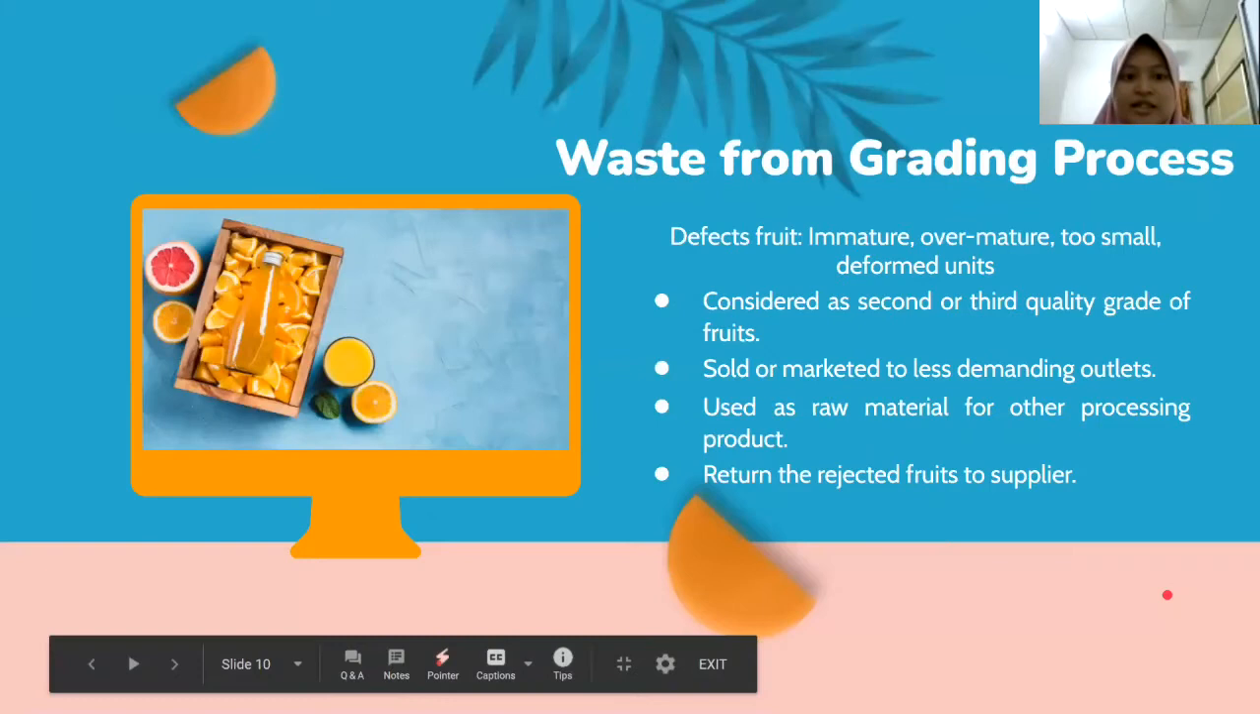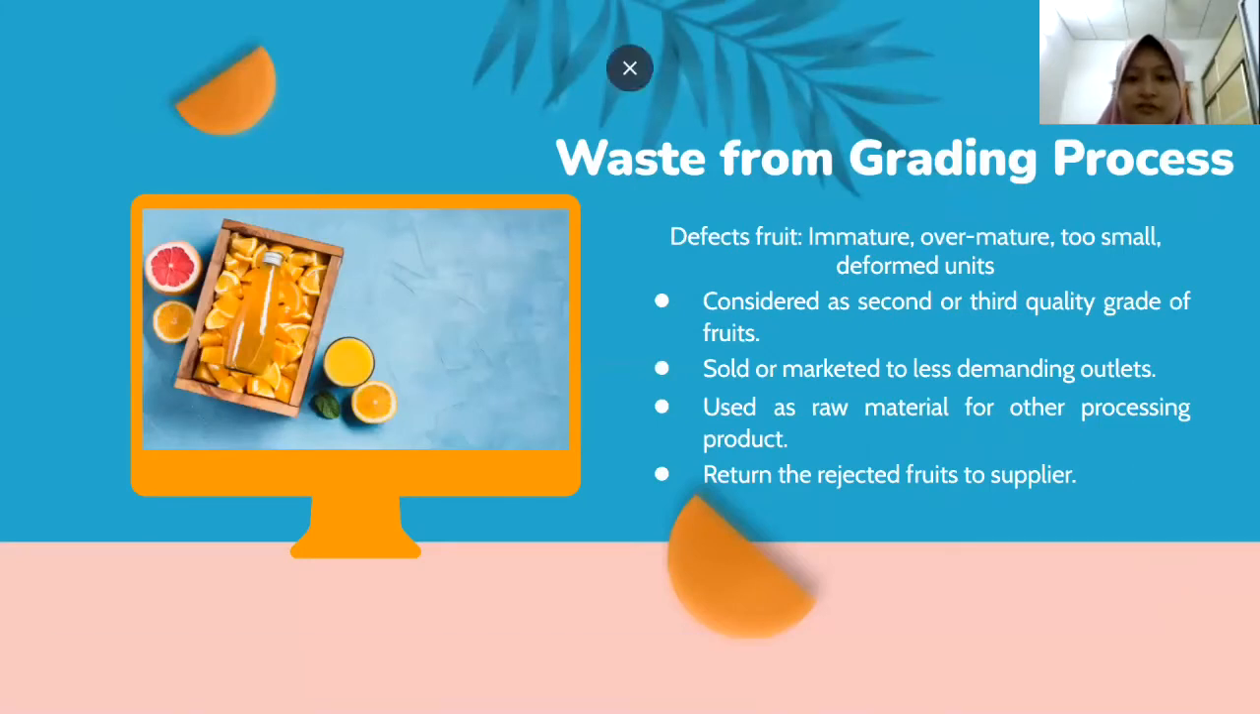The waste from the grading process is immature, overmature, too small, or deformed orange fruit. These fruits are considered second or third quality grade. They will be sold or marketed to less demanding outlets, or used as raw material for other processing products besides fruit juice. Lastly, they will be returned to the supplier. So I'll pass to the next presenter, Pei Jun.